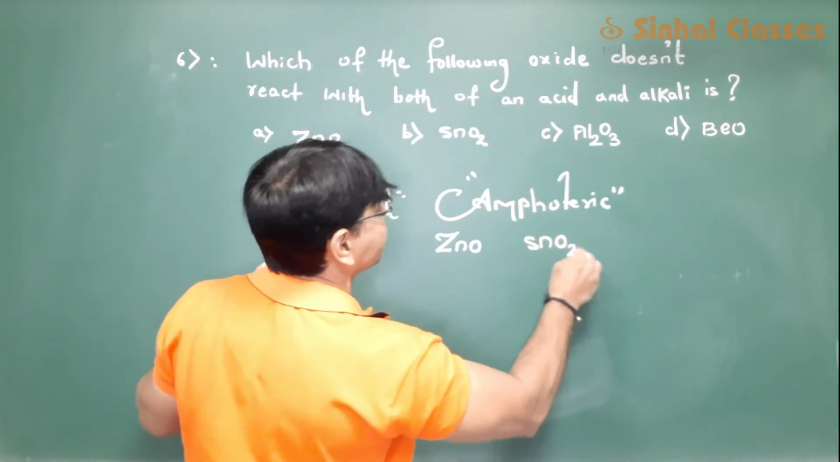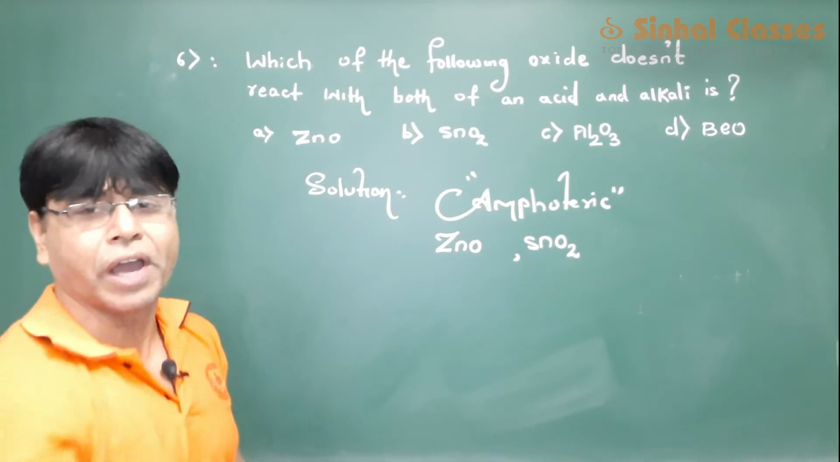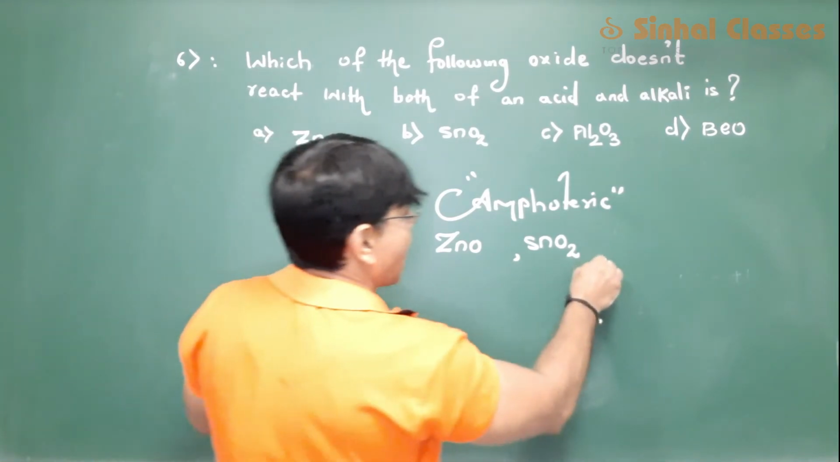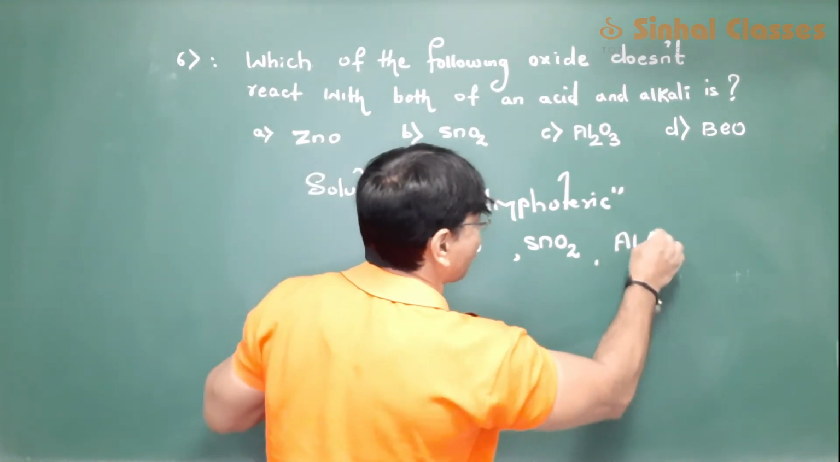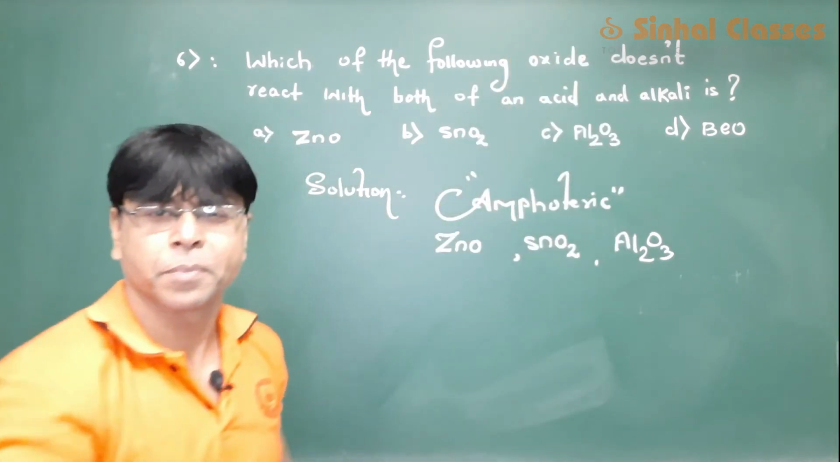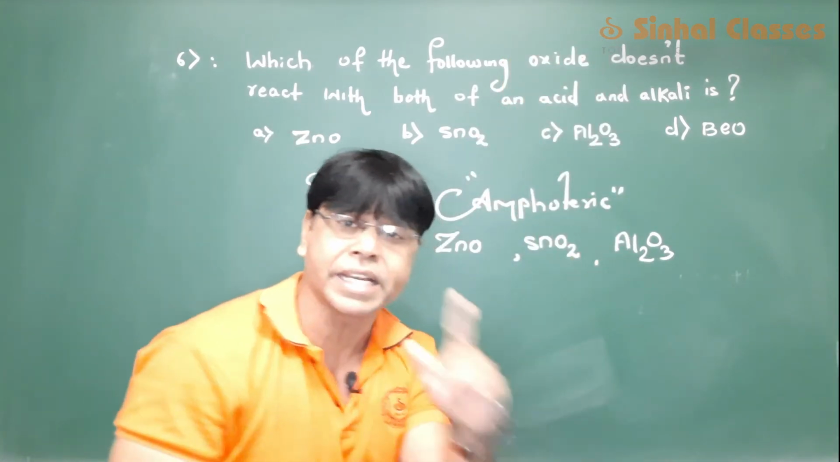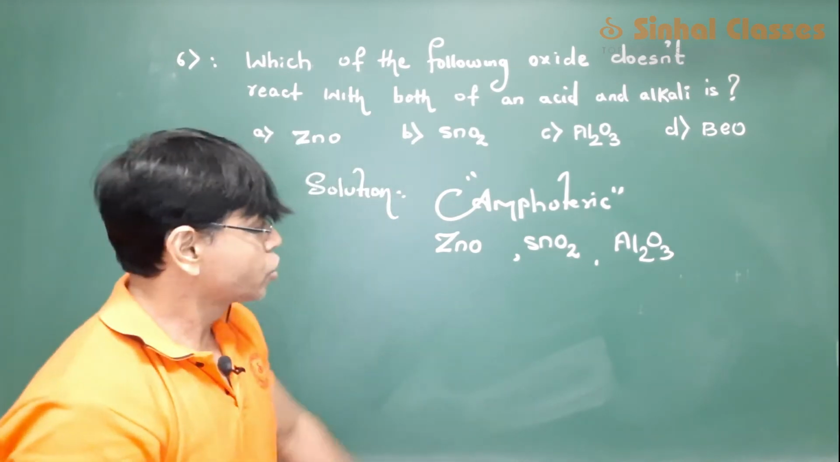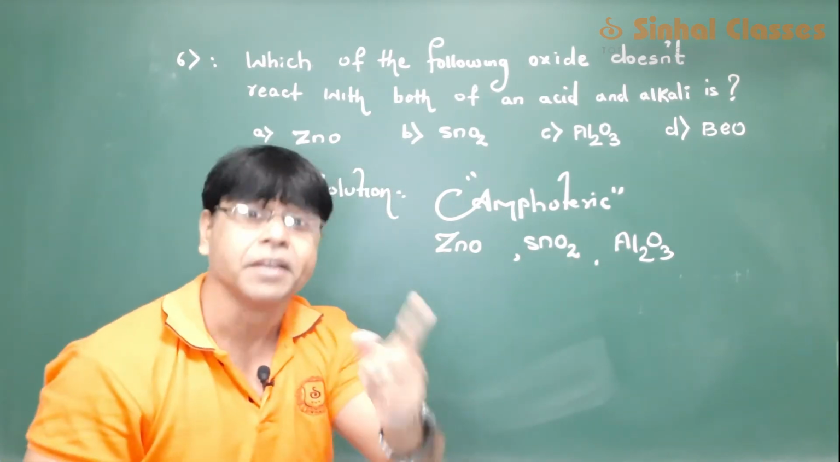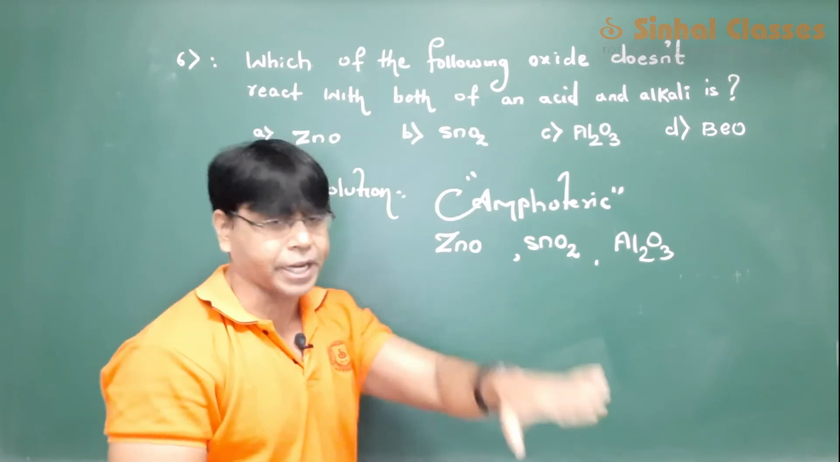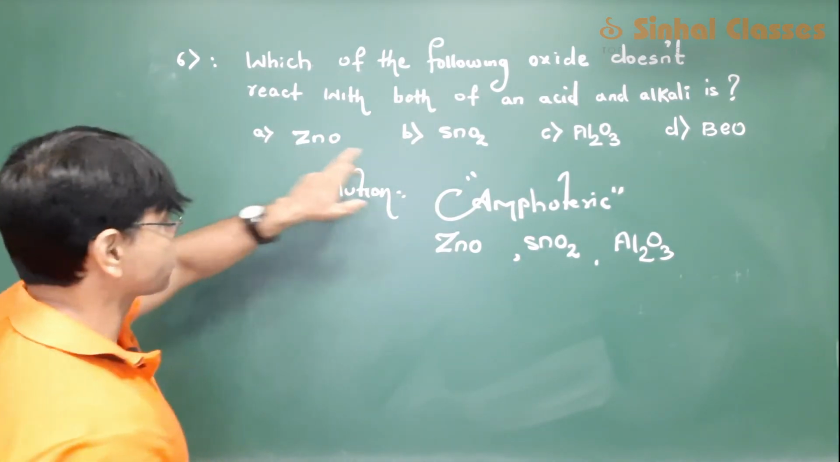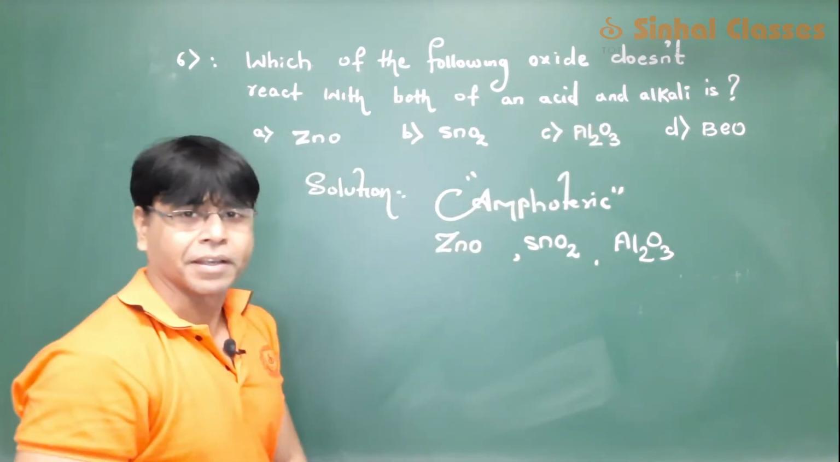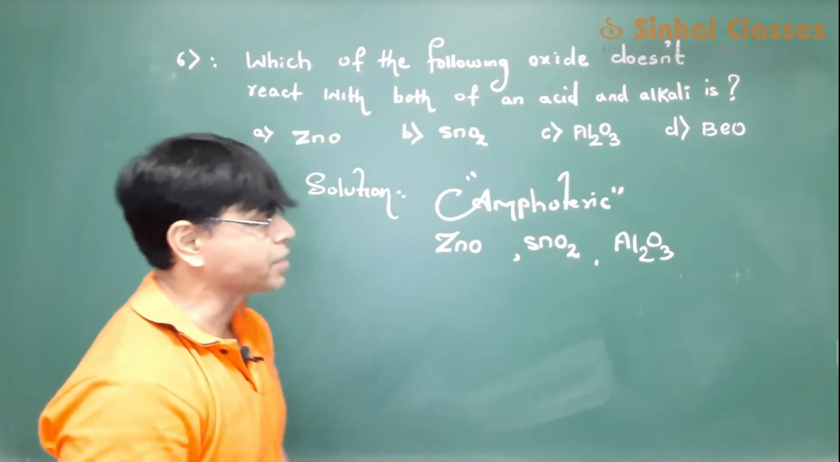Tin oxide SnO2 is also amphoteric. Aluminium oxide is also amphoteric. Remember, their oxides are amphoteric, not the metal. So aluminium is not amphoteric. Aluminium oxide is amphoteric. Now these three are amphoteric, can react with both acid as well as base.